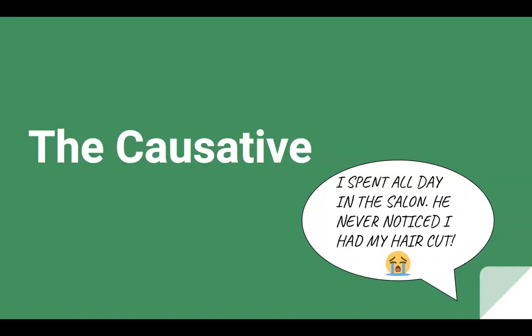In today's episode, let's talk about the causative. Yes, this is how you pronounce this word, the causative. Let's take a look at the white speech bubble that you see on your screens. So, I spent all day in the salon, or in American English, you would say salon. He never noticed I had my hair cut. Now, this last sentence has the structure that we're focusing on today. By that, I mean, I had my hair cut. Let's talk about this in more detail.